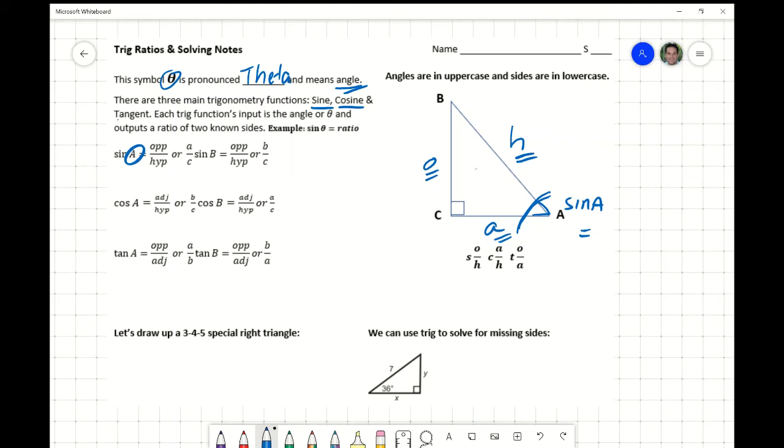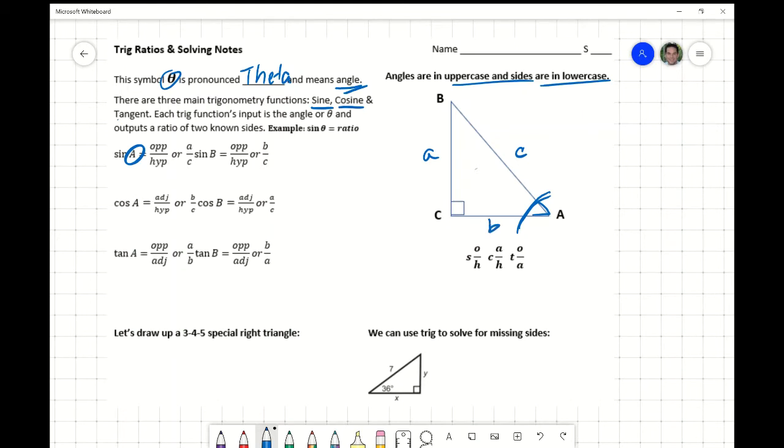Okay, so let's come back here and actually put some letters. Just like it says up here, the letters for the angles are in uppercase, and the letters for the sides are in lowercase. So the side that's opposite A is pretty obvious there. The side that's opposite C is there, and the side that's opposite B is down here.